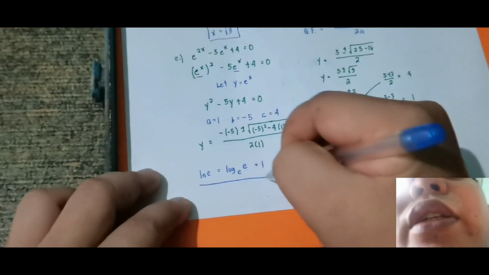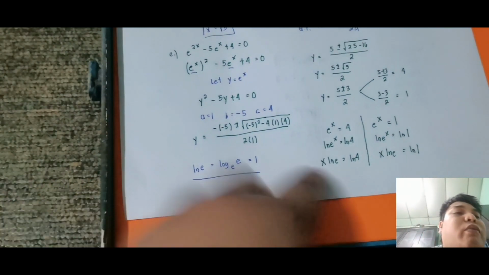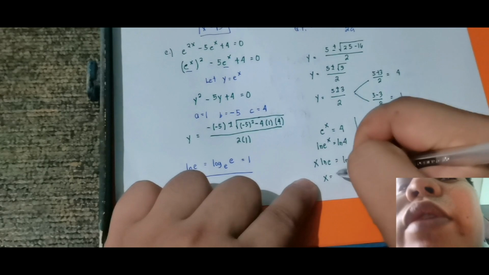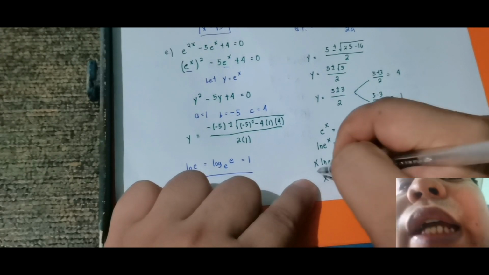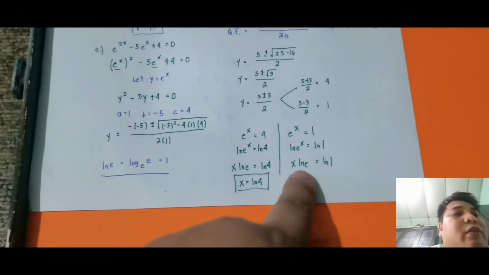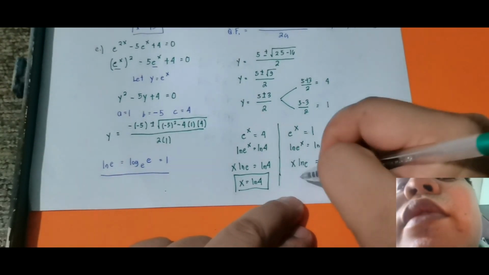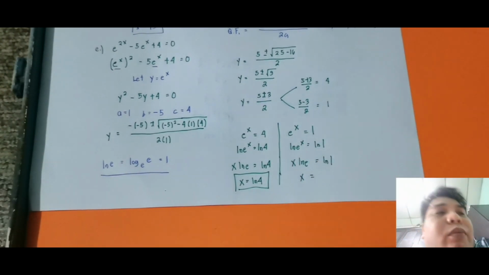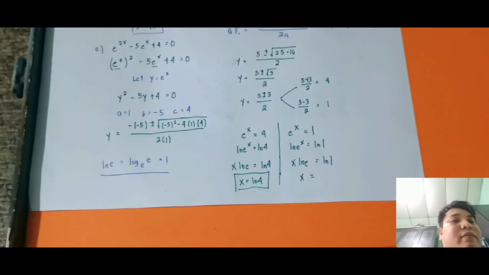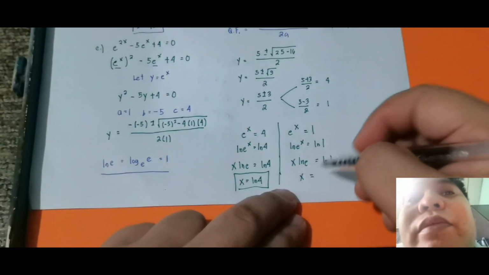Okay, so again fix nyo, meaning ln of e is just 1. So this is just x times 1, x is equal to ln of 4. Ito na yung ating sagot dito. Next, para dito naman, ln of e is just simply 1, so equals sa ln of 1. So ano naman yung ln of 1? Ito sa calculus kaya siya. That is simply 0.